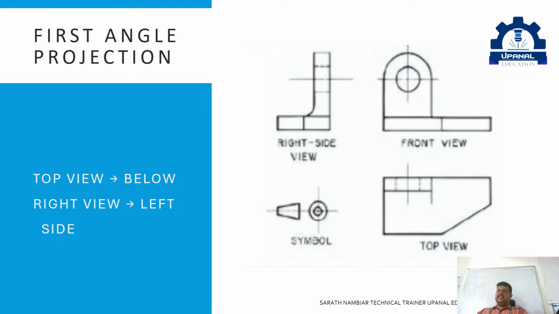At first, this can be confusing. Your brain normally expects the top view on the top, but here it is below. So what should you do? Don't try to force yourself to memorize blindly. Instead, understand one simple rule. In first angle projection, views are placed opposite to their actual position. That is it. So whenever you see this projection, your brain will adjust automatically.